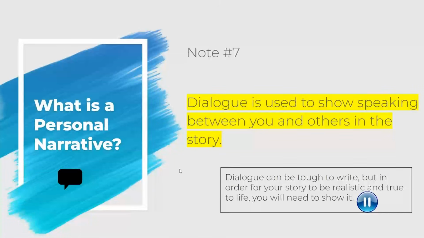Dialogue is used to show speaking between you and others in the story. Dialogue can be tough to write, but in order for your story to be realistic and true to life, you'll need to show at least some examples of it. And this is something that you can build on as you grow and get stronger in your writing, but it's something that we want to practice when we're writing our personal narrative.